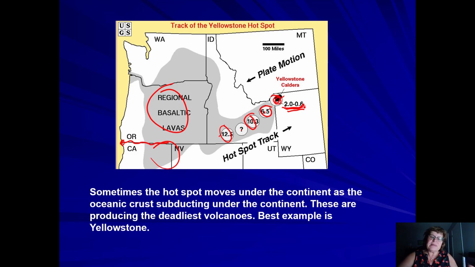So the hotspot track is moving toward the east, and it's because the plate, the Pacific plate with the hotspot on it, is moving underneath North America, so it's going further and further from the beach.